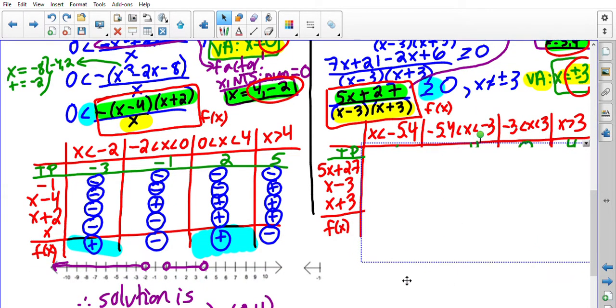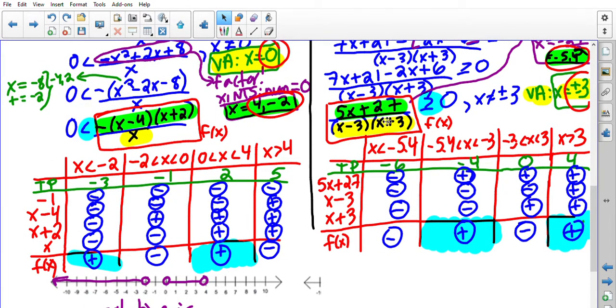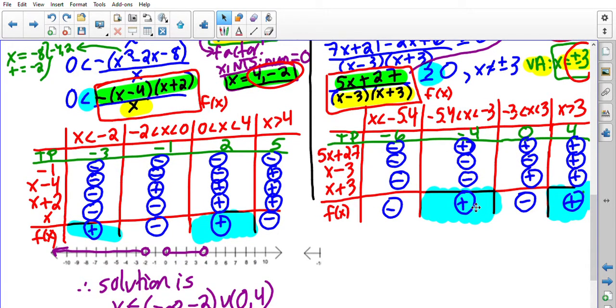So x less than negative 5.4, negative 5.4 to negative 3, negative 3 to 3, and x greater than 3. You have your 5x plus 27 and your two factors at the bottom. And once you plug everything in, you should get negative, positive, negative, positive. You go back to your question. We brought everything over to the left here, so it reads, where is the graph greater than or equal to 0? So that means where is it positive? So it's positive here and here.